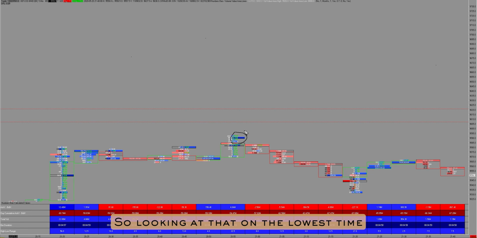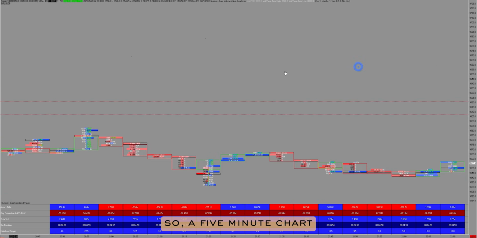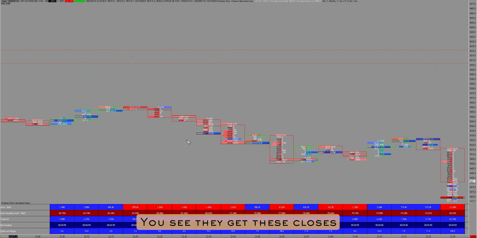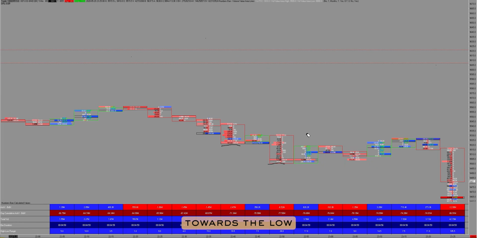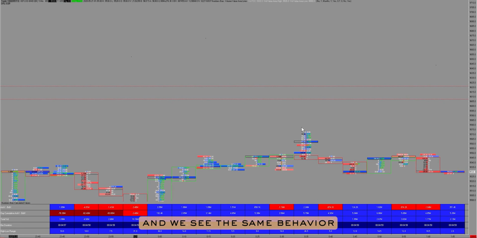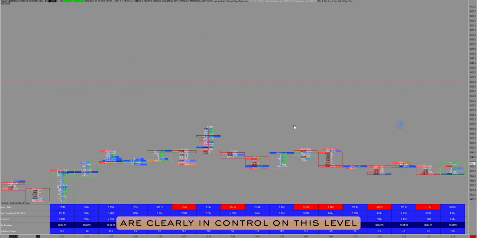Okay, so looking at that on the lowest time frame chart that I will look at, the 5-minute chart usually is the lowest time frame. Sellers are able to exert themselves on buyers though. So for the sellers that come in, they're able to push price down. You see they get these closes towards the low. Okay, volume towards the low, point of control at the low, point of control at the low. Okay, and then price auctions back up, and we see the same behavior at the high. Buyers are getting aggressive, unable to close this structure towards the high. All right, in this case, one of the worst case scenarios is having the point of control, where most of the imbalance is, and the candle closing well below that. So sellers are clearly in control in this level.